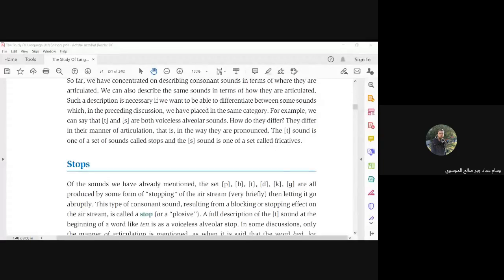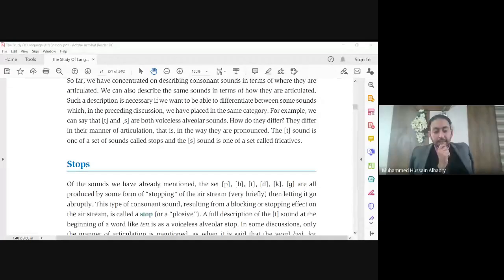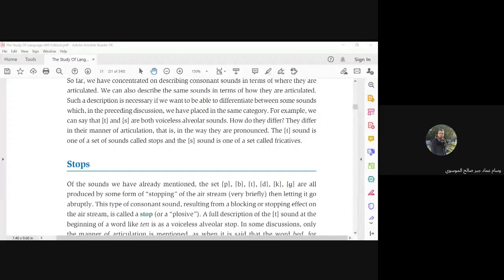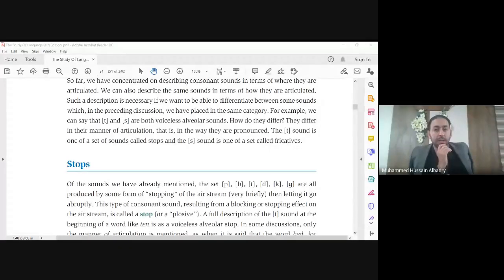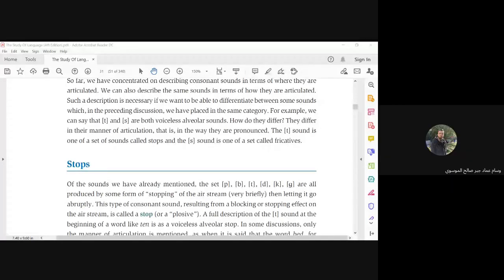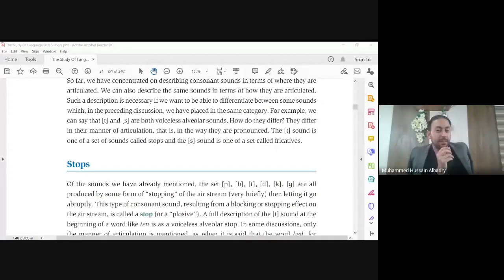The breath is completely stopped when we produce the letters P, T, D, B, with the lip. Yeah. The breath is completely stopped at some point when we produce the letters. Why is it compressed? The breath is compressed, then released with a silent explosion. Why is it compressed? The air is compressed.